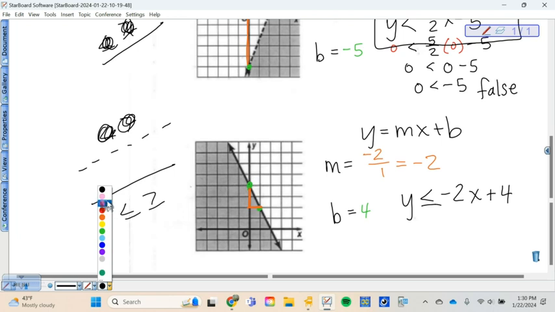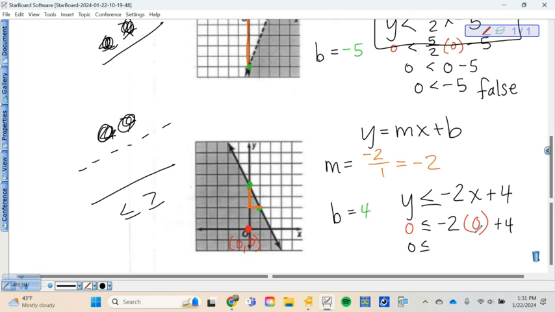And again, I try out my point and I see if it's a solution. Is 0, 0 a solution on the graph? Yeah, it is. So when I plug it in, my inequality should be true. Let's try it. If I plug in 0 for x and 0 for y: 0 is less than or equal to -2 times 0 plus 4.